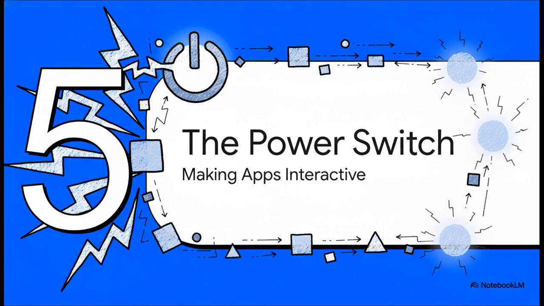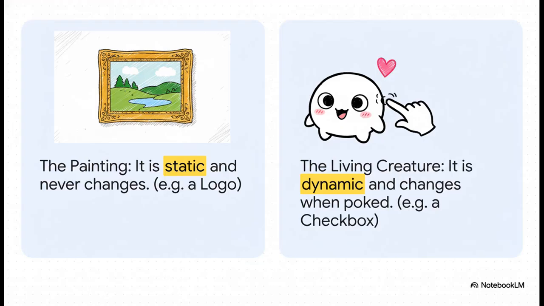So our app looks amazing, it's beautiful, it's well-designed, but it's just a statue. It's a pretty picture that doesn't do anything when you touch it. So it's time to find the power switch and bring this thing to life. To get this, you need to know that widgets kind of have two personalities. First, you have a stateless widget. Think of this like a painting. Once it's drawn on the screen, it's done. It will never, ever change. A company logo is a perfect example.